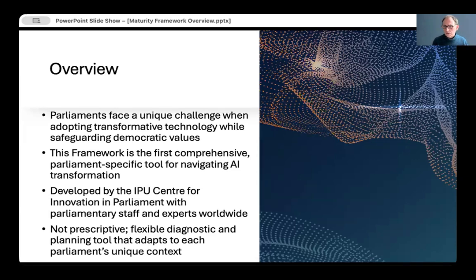This is developed by the Centre for Innovation in Parliament with help from experts and parliamentary staff. It is absolutely 100% parliamentary focused. So while a lot of generic AI material can guide you on some of the broader principles, this is very much focused on AI adoption in Parliament.